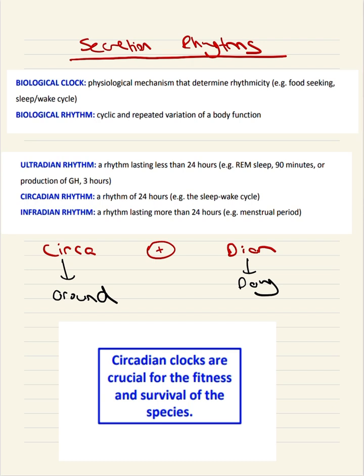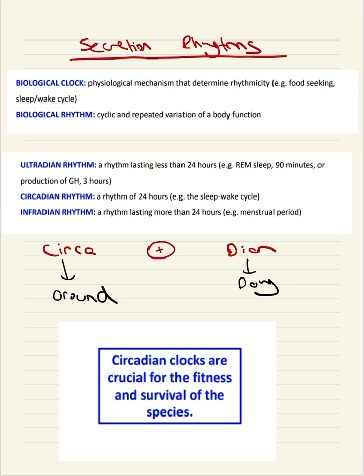Now, the last topic before we finish this lecture is secretion rhythms. And basically, we need to do some definitions here. The biological clock is your physiological mechanism that determines your rhythmicity. So this is like your thirst, your food seeking, your sleep-wake cycle. This will determine some sort of rhythmicity. And your biological rhythm is your cyclic and repeated variation of that physiological function.